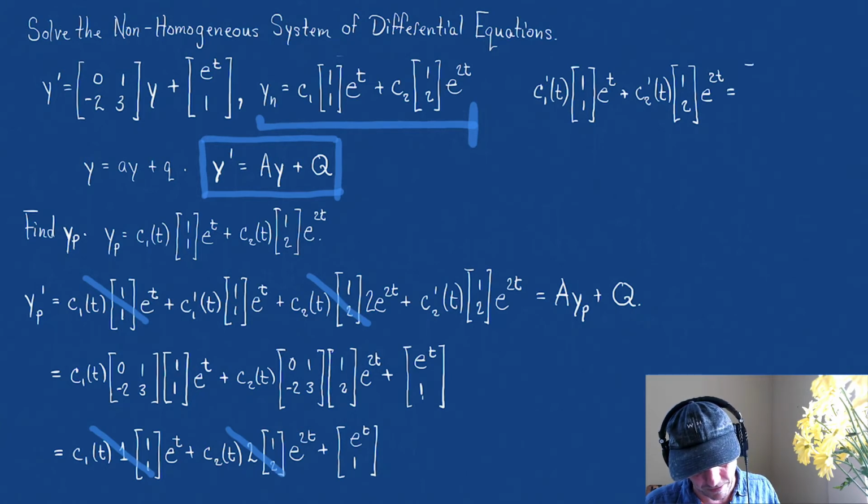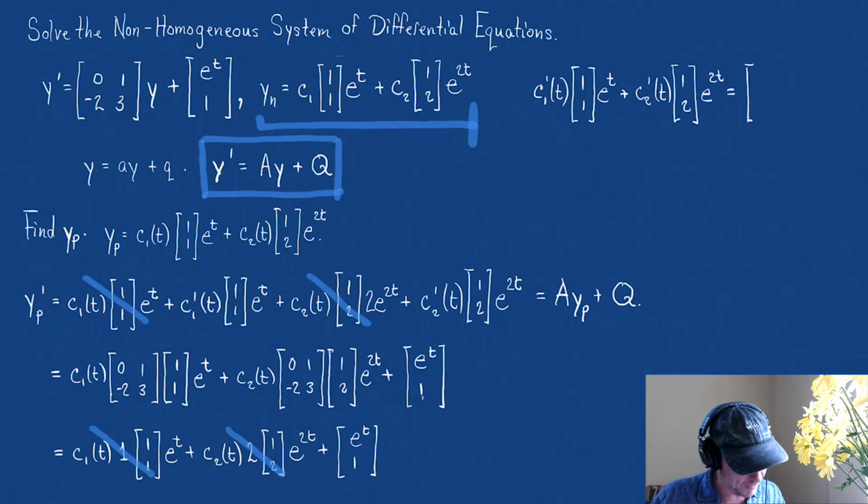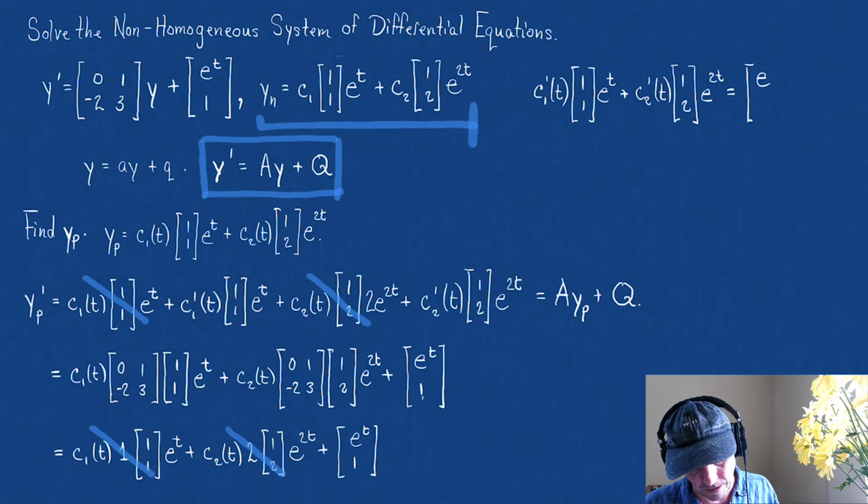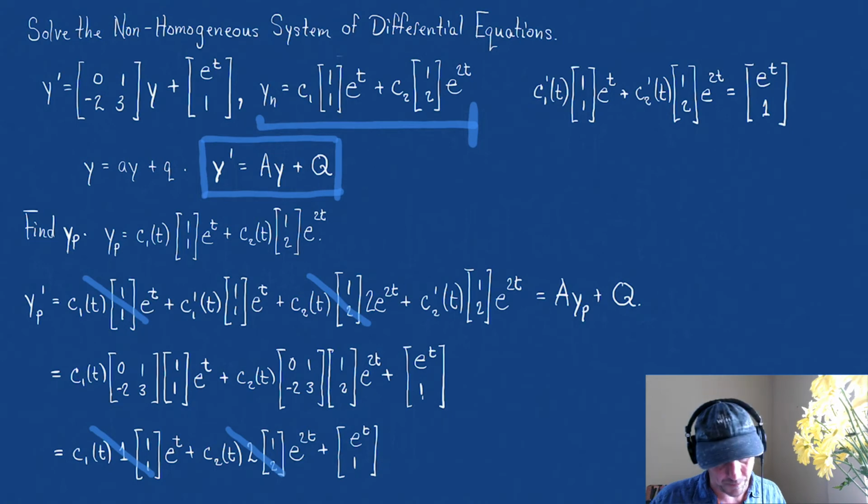Equals, and on the right hand side, what do I have? I have e to the t and 1. And then, oh, look at this. On the left-hand side, I have scalars, but I have two vectors.